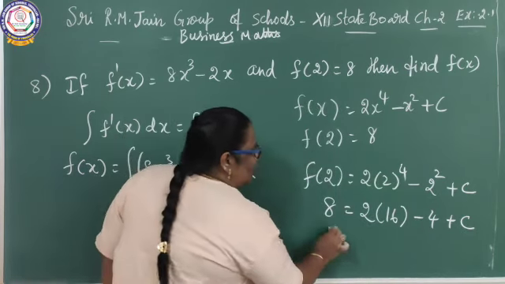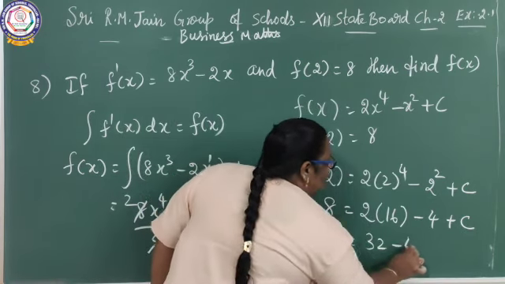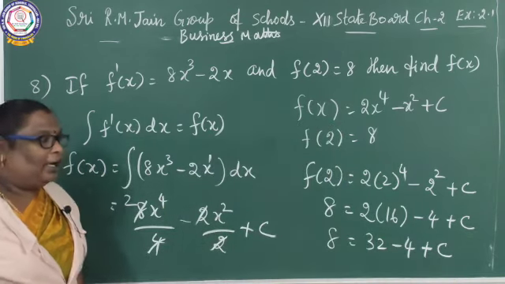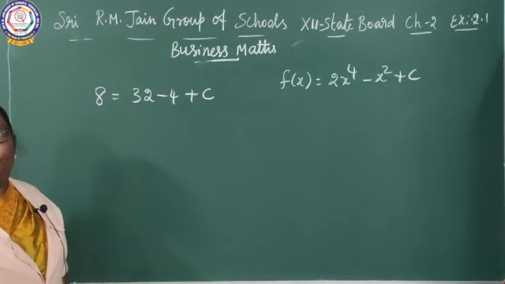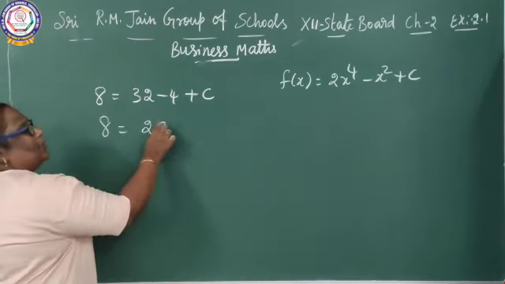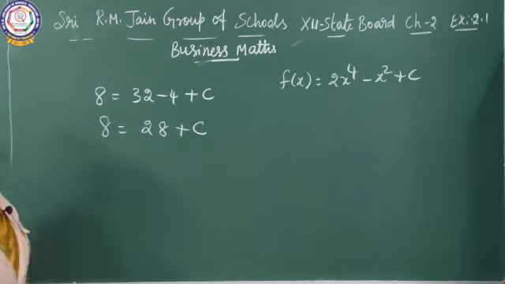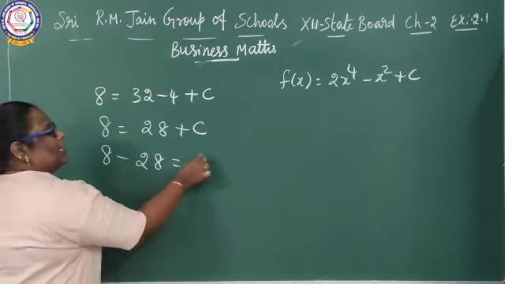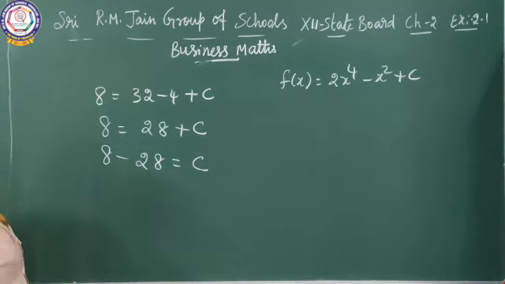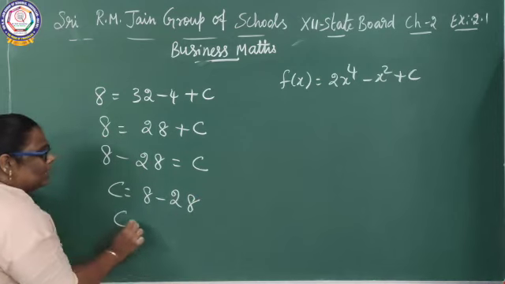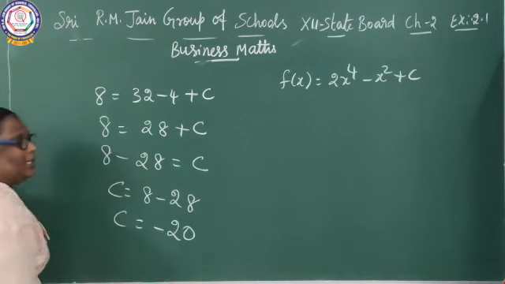So 8 equal to 32 minus 4 plus c. 32 minus 4 is 28 plus c. c equal to 8 minus 28. So what is the value of c? c equal to minus 20.